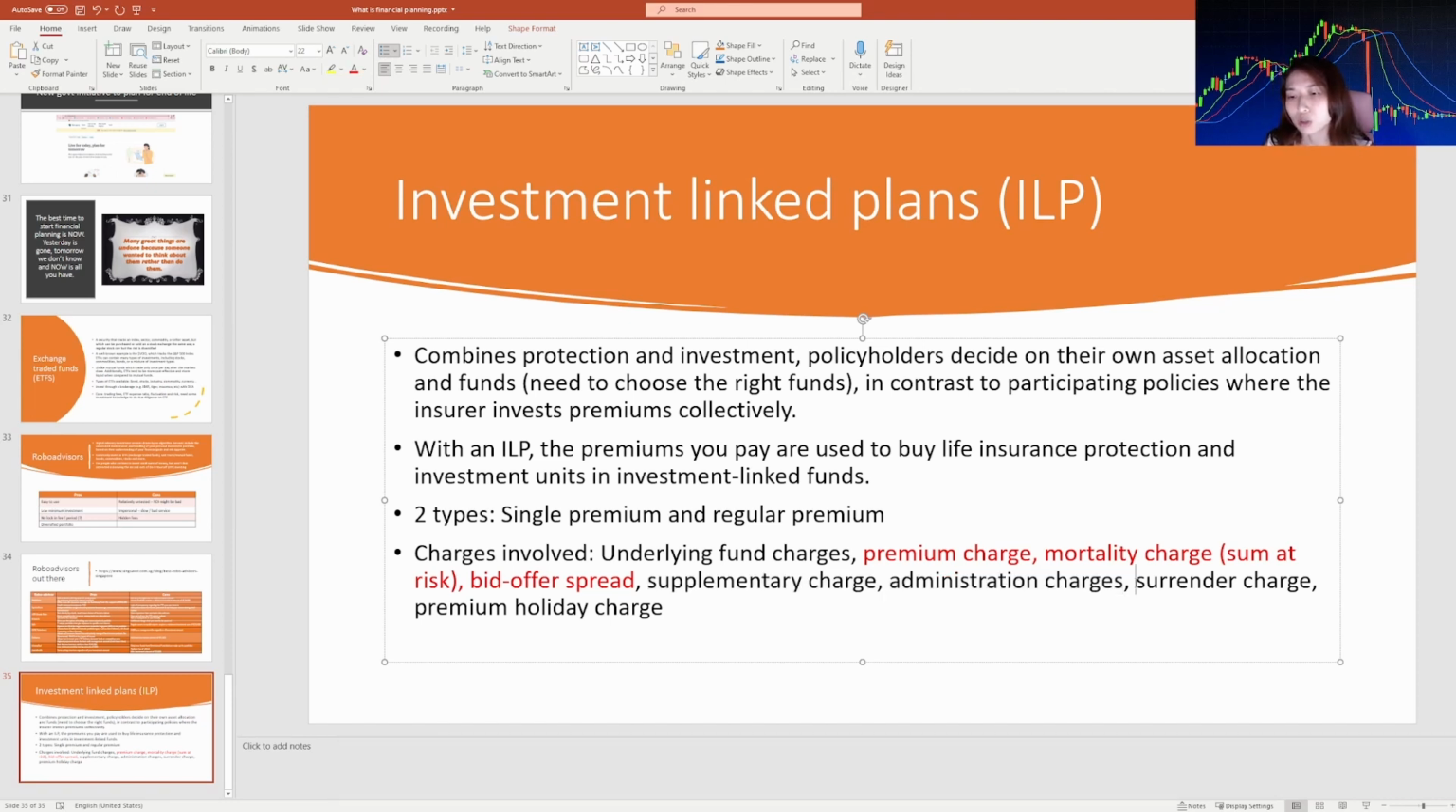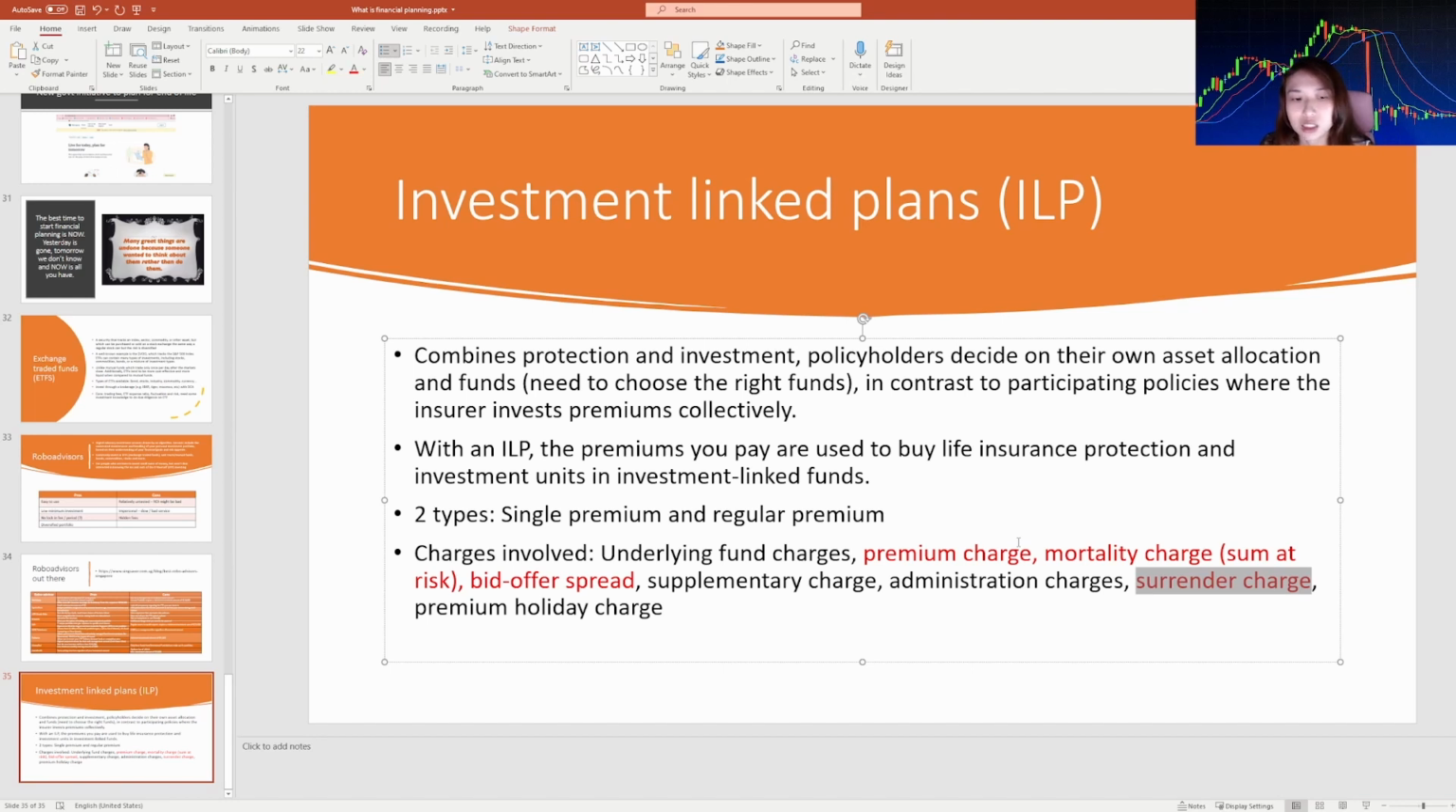Then for most investment-linked plans, there will be a surrender charge. This is not for all plans, because if you invest in a single premium, usually there's no surrender charge. There's only the premium charge at the start. For a certain period you cannot surrender. If you surrender, you can definitely get back some money, but the charge can actually be 100%, which means you don't get any money. So it depends on whether your product has any surrender charge.